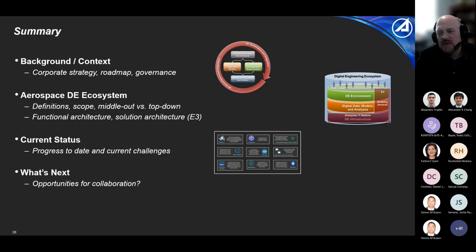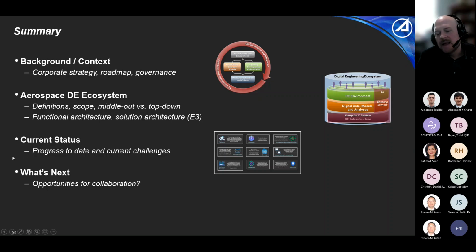In terms of the actual DE ecosystem and what we're doing, we've established we're going to do this in a services framework approach that's very middle out, more agile, more expandable, more quickly getting capabilities to users sooner, and trying to help with that cultural transformation so that we do maintain momentum. We've established our functional architecture at this point, and we already have a lot of the solution architecture in place, but a lot more to go. I talked about the current status in terms of progress to date and some of the big challenges.